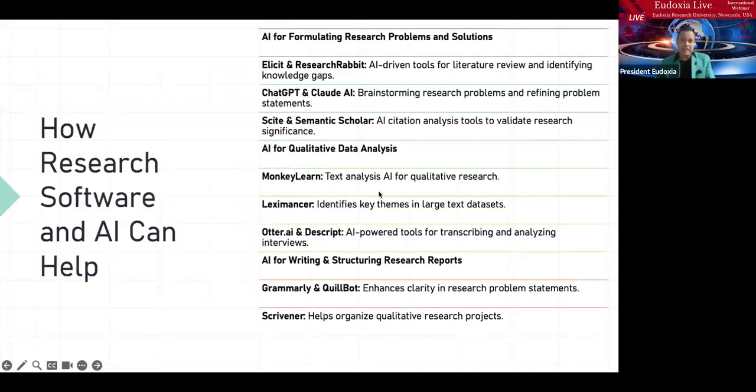So you see that these are the parts that I'm sharing, like Monkey Learn. Also, you can use Lexi Mancher, you can use Otter AI. So many platforms are there that I'm sharing with you, the platforms you can use of artificial intelligence for your research.